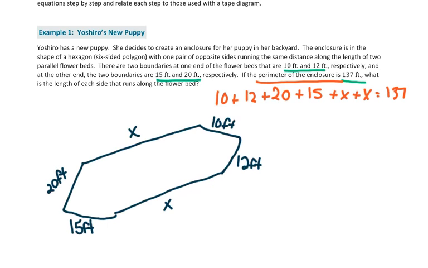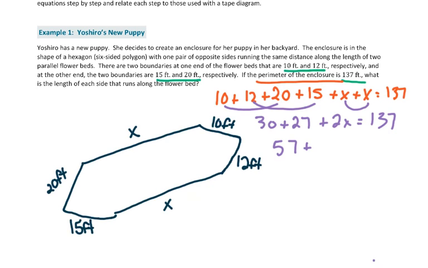And then I can combine the terms. So I have, like here, 10 and 20 would be 30 plus 12 and 15 would be 27. And x plus x is 2x. So I have that is equal to 137. And 57 plus 2x equals 137. At this point, I have to say, okay, what can be combined? 57 can be combined with 137 because those are both regular numbers, not having an x with them. To get rid of 57, I would subtract it from both sides.